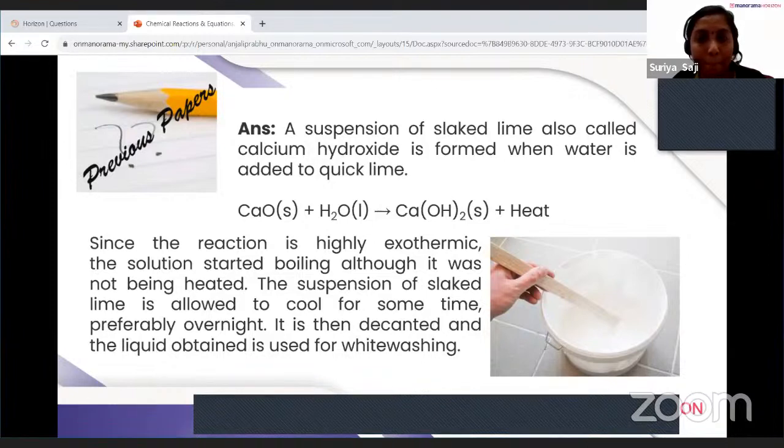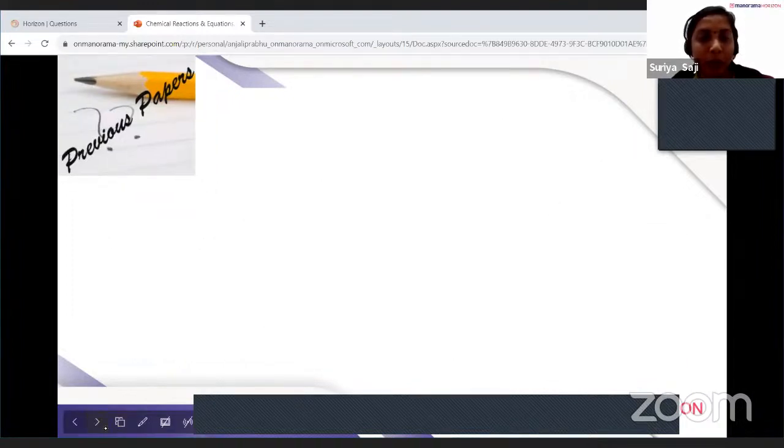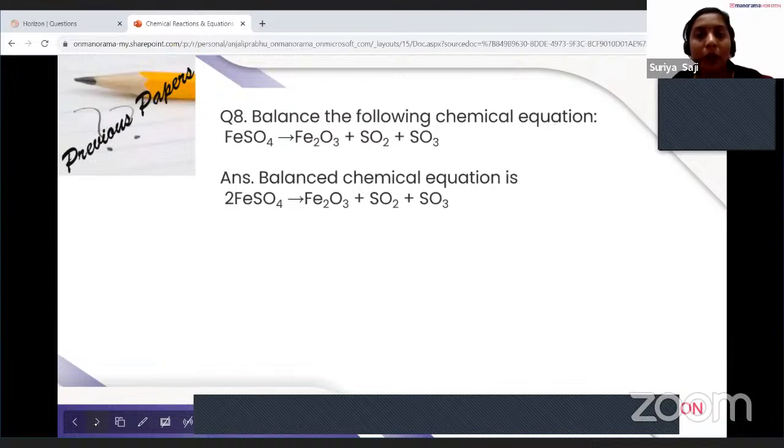Okay, so next question. Balance the following chemical equation. We are having a chemical equation to be balanced, with FeSO4. What we need to do is check which atoms are not balanced. Fe, there is one Fe on the reactant side, on the product side there are two Fe. Sulfur, one sulfur on the reactant side, but two sulfur on the product side. So first we will try to balance Fe.